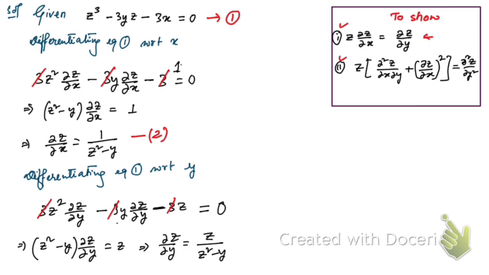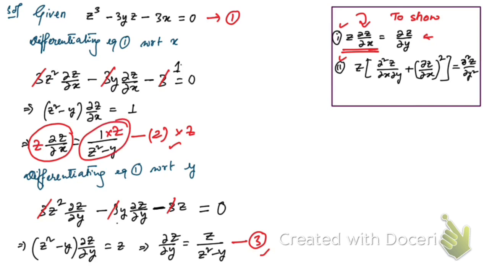Let us take this as equation number 3. Now if you observe equation number 2 and equation number 3 carefully, if you multiply z with equation number 2, then you're going to get the right hand side. If you multiply z here and here, that's going to be the left hand side. This left hand side is going to be the left hand side of the equation which we need to prove, and this part is going to be equal to del z by del y from equation number 3 if you compare this. So just let me write here, just wait.